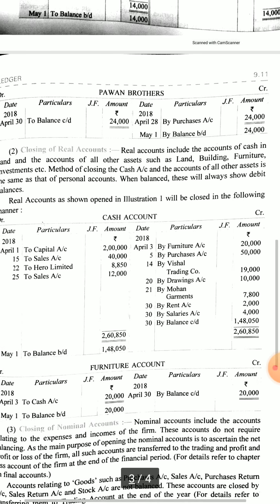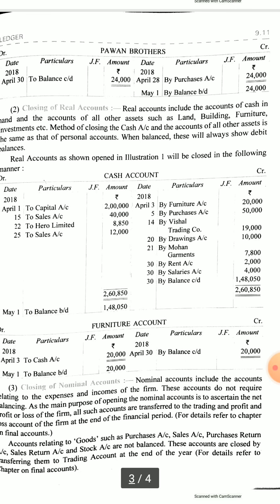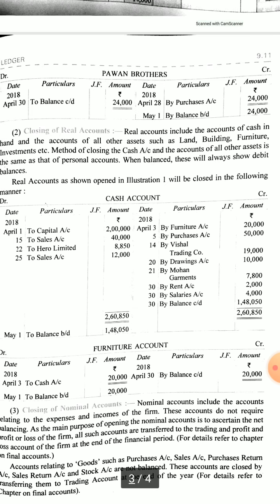Now, these were all the details of personal accounts. Now let's see how the real account is balanced. In all the cases, the balancing will be done in a similar method. There is no separate method, but these accounts are assets such as land, building, furniture, investment, etc. So all these will always show a debit balance. So the cash account will always have a debit balance.